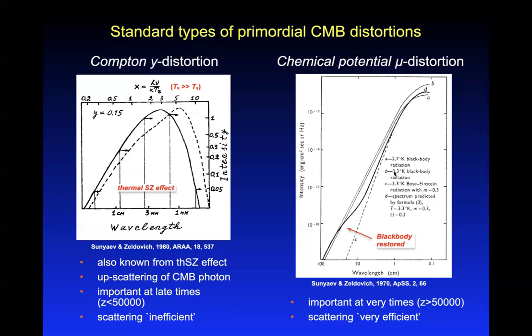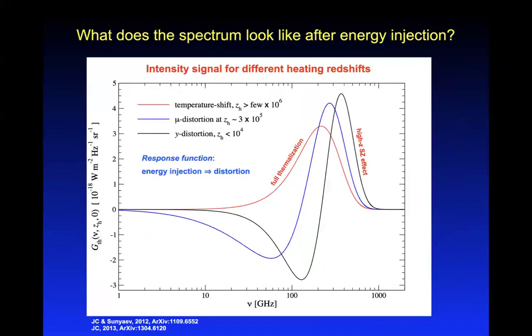If you see a mu-type distortion, you know that this is a signal from the early phases of the universe. So these are the classical pictures that one looks at, but there is the representation in terms of the real difference to the microwave background. This is just highlighting the different key spectral shapes as a function of frequency.